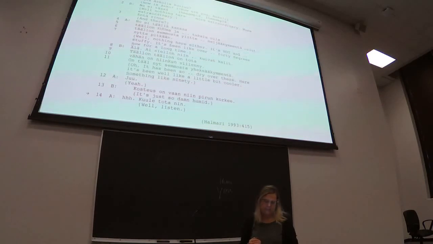Between lines 11 and 12, B answers, oh, it has been so dry over there. Here it's been, well, a little bit cooler, something like 90. I was talking about Celsius and Fahrenheit. These are American Finnish businessmen. Yeah, B says, it's just so damn humid.